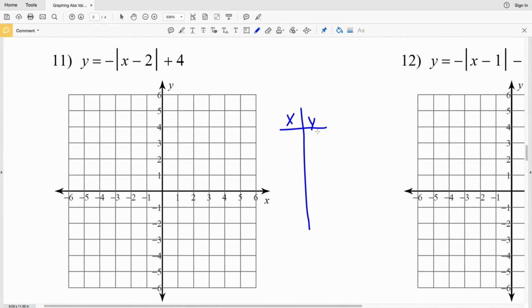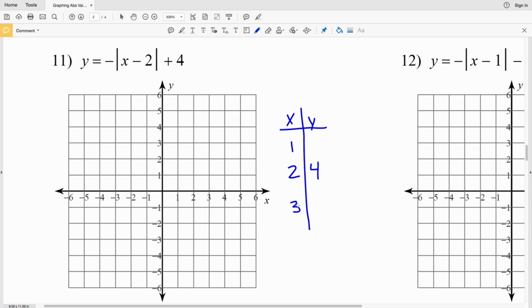And number 11, same thing. Set up our xy table. The turning point occurs when x is equal to a positive 2, since 2 minus 2 is 0. And what's left is that positive 4, so the y value is 4. We're going to pick 1 less than 2, so that's going to be positive 1, and we're going to pick 1 greater than 2. That's going to be a positive 3.